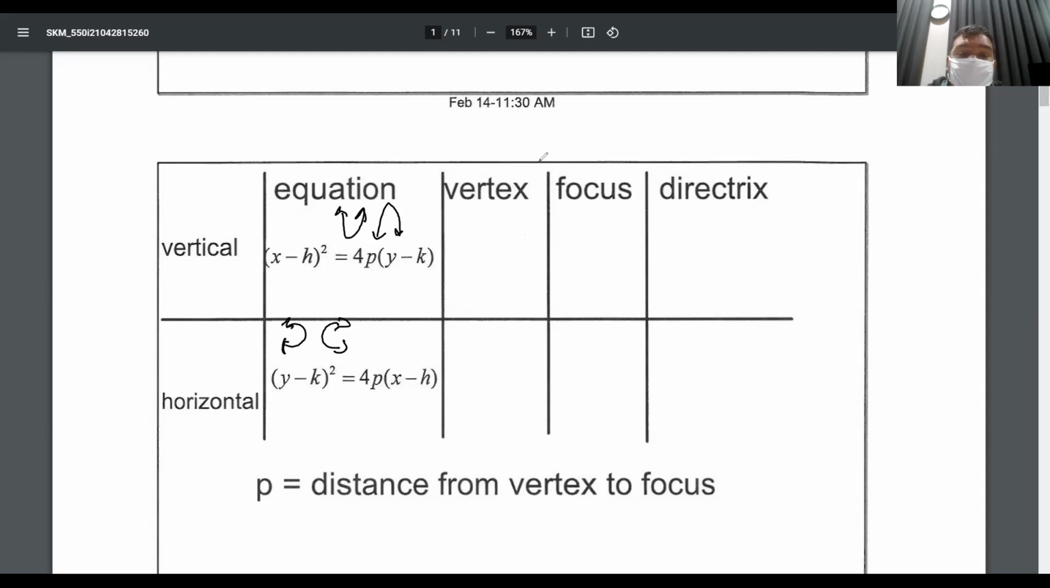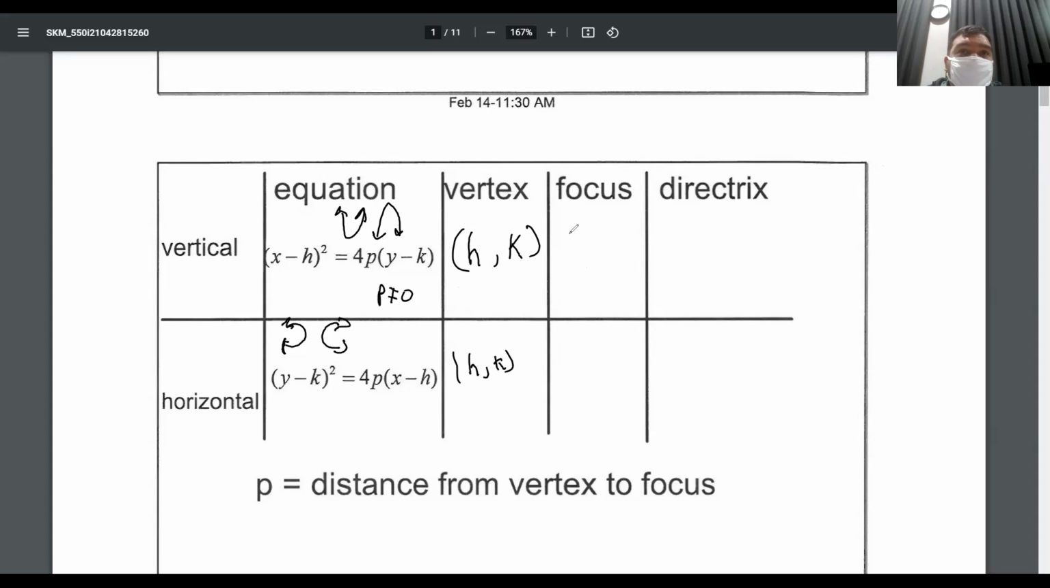All right. So the vertex should be just your H and K. So your vertex is H, K. On the Y version, it's also just H comma K. I assume both of these are P does not equal 0, of course.